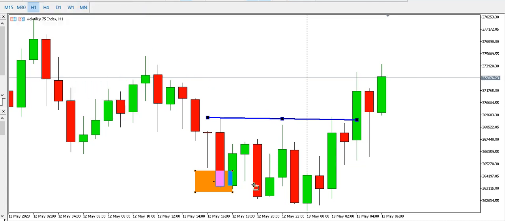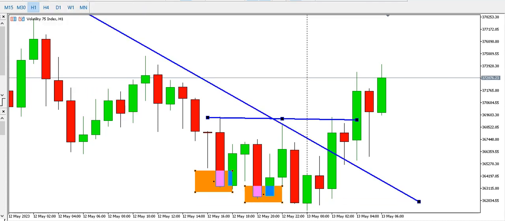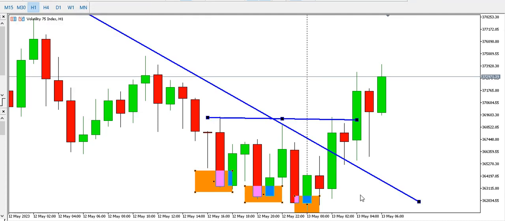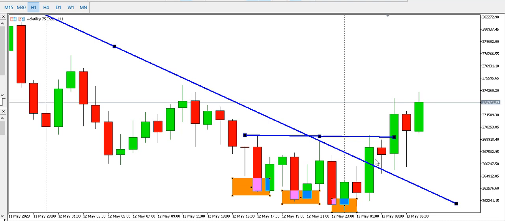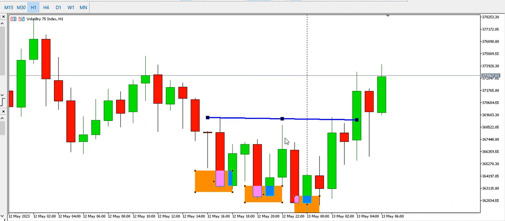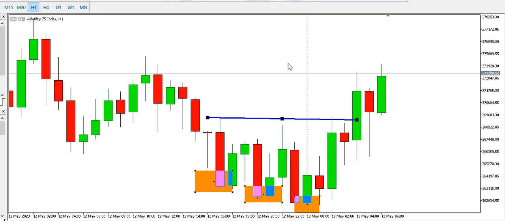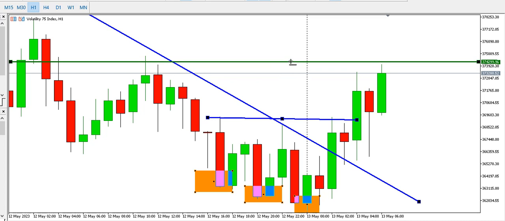This is the second bottom. This is the third bottom. Before, we had the break of the descending trend line, and then you can see price recovery. Price has gotten to this area where price broke this high.